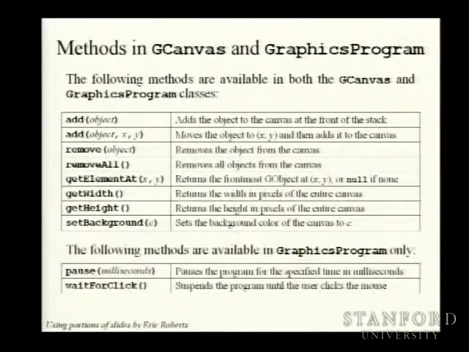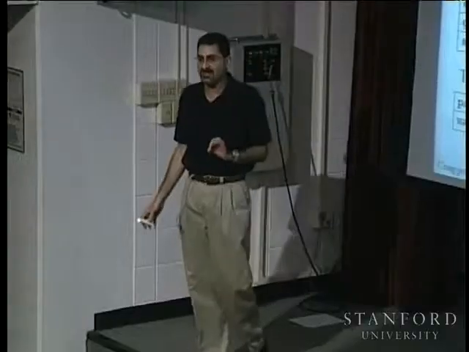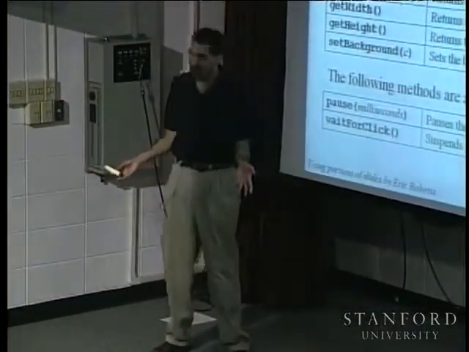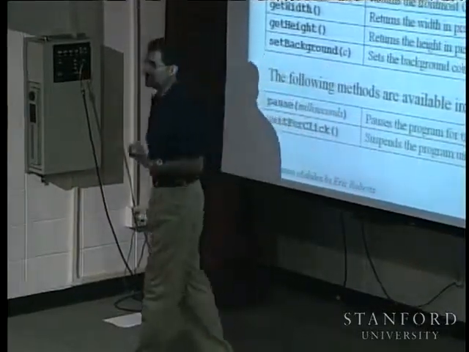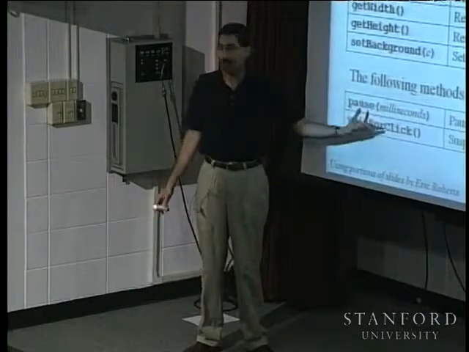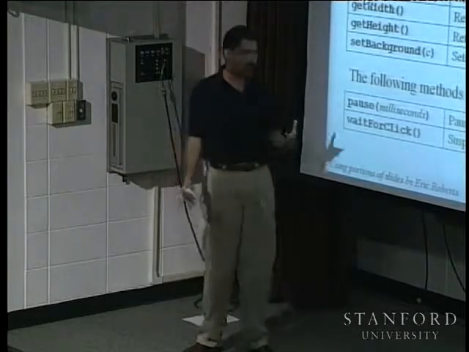Okay? Now there's a couple other things that only graphics programs do. GCanvases do not do these, just graphics programs do them, and they're very useful for games and animation. One is called pause, in milliseconds. Because computers these days run real fast, if you ran a game without any pauses in it, people would just not be able to play the game. So you can pause for some number of milliseconds, which is thousandths of a second. When it gets here, it basically stops execution for some number of thousandths of a second and then keeps going. So it allows your programs to slow down a little bit to make them playable.